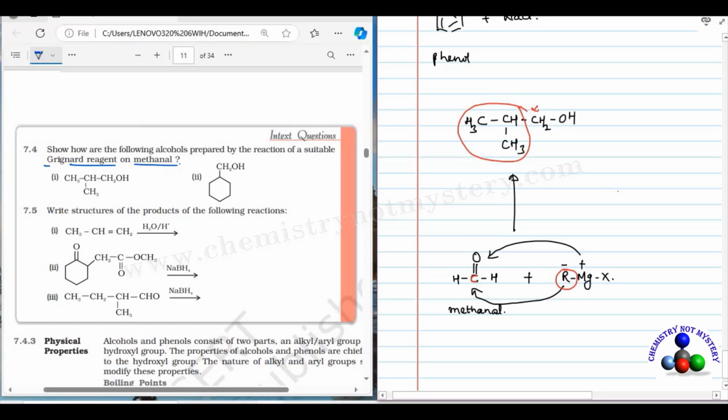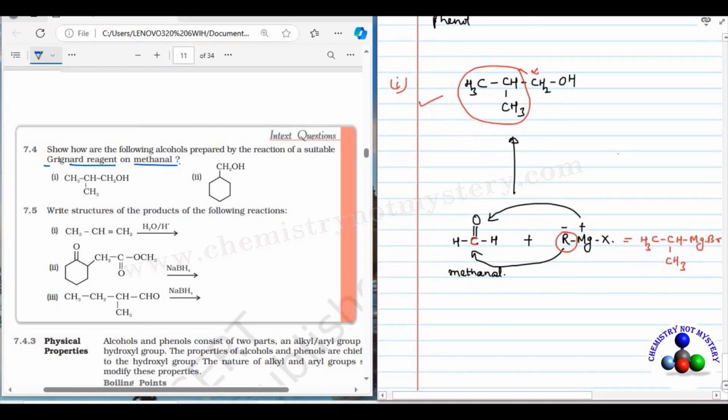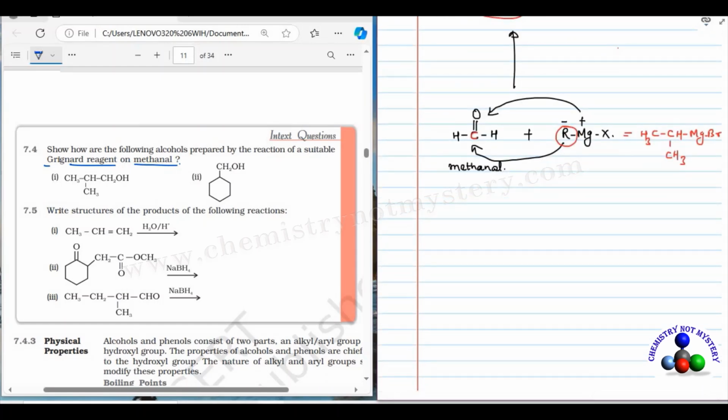So the actual Grignard reagent will be CH3 single bond CH. Here it is bonded to CH3, and here this is Mg, and here we can take it as Br. So this is the Grignard reagent which can react with methanal to produce this alcohol. So this was the first reaction. Now come to the second reaction.